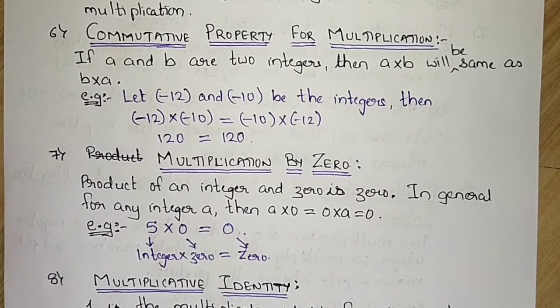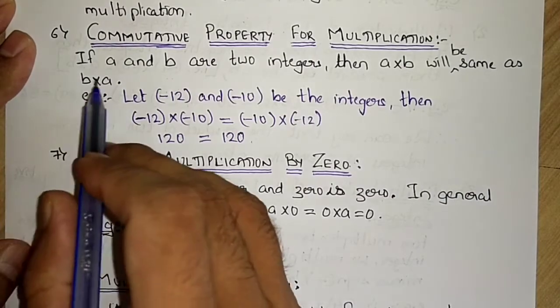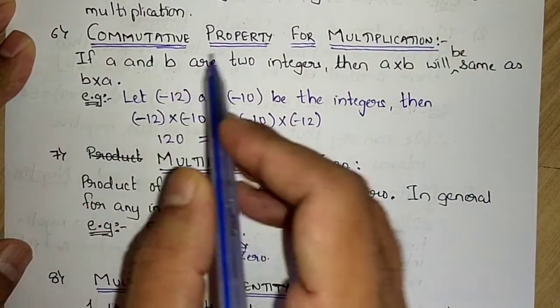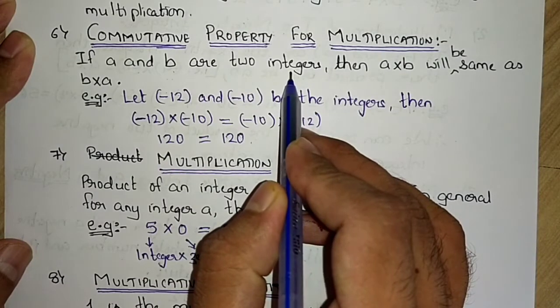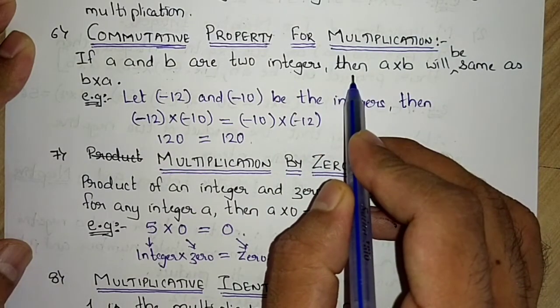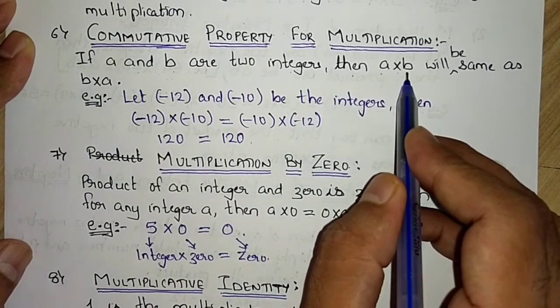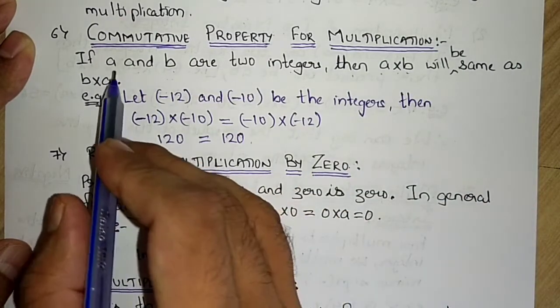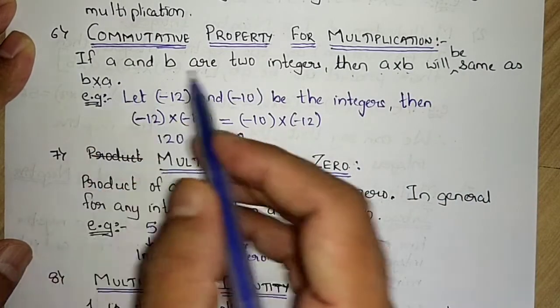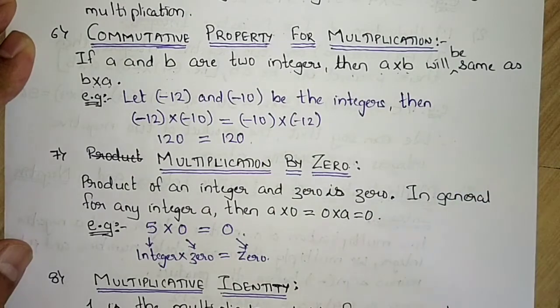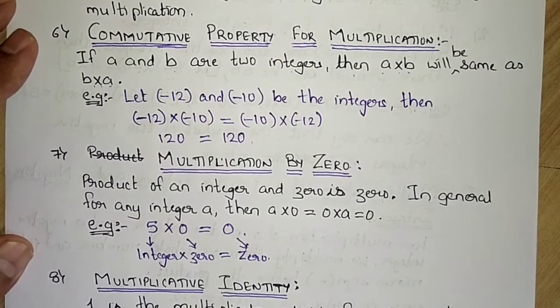What is commutative property for multiplication? If a and b are two integers, then whether you multiply a into b or you multiply b into a, you will get same answer. A into b, whatever the answer is, you will get b into a also the same answer. Let us check with the example.